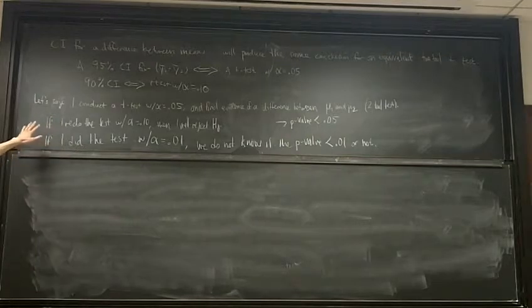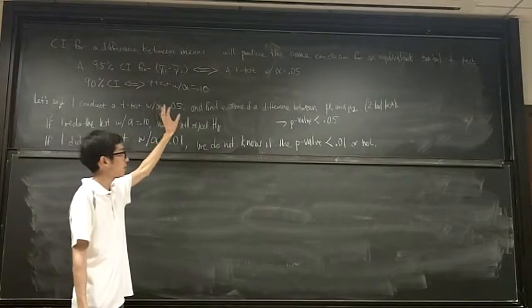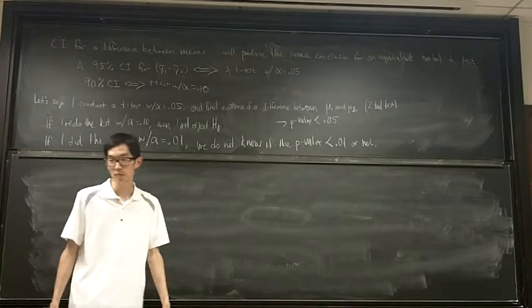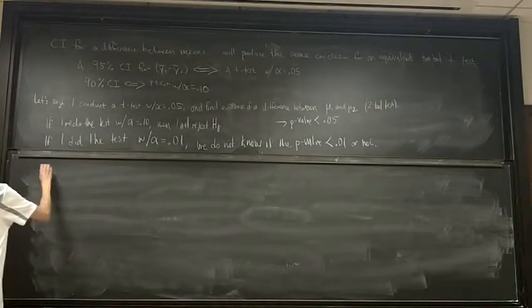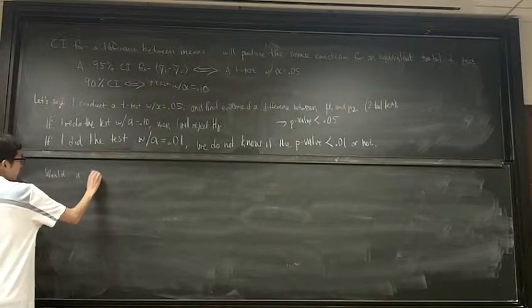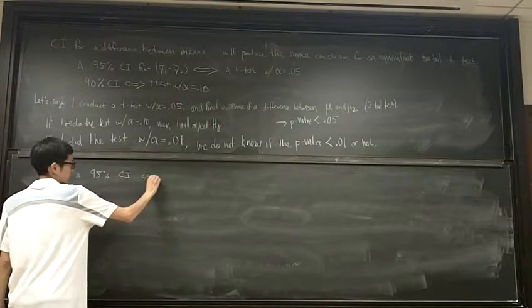Okay, so continuing on here, so saying the same thing. If I conducted a t-test with alpha equals 5%, let's say I find evidence of a difference. Would a 95% confidence interval contain 0 or not?